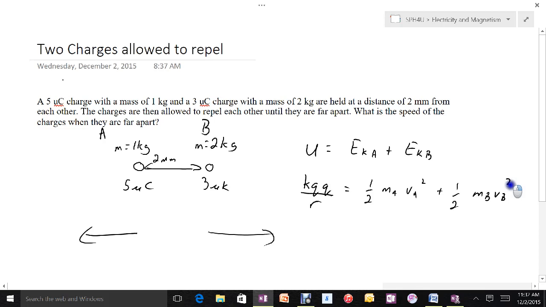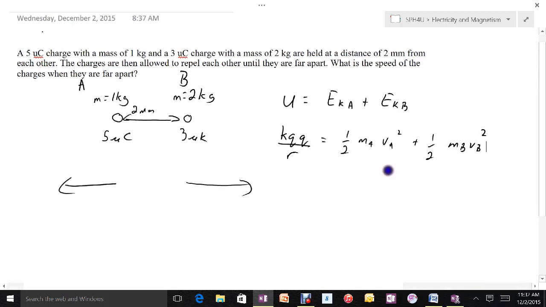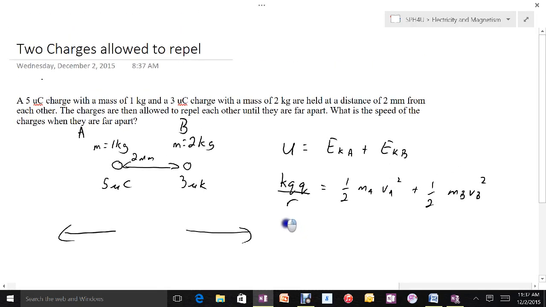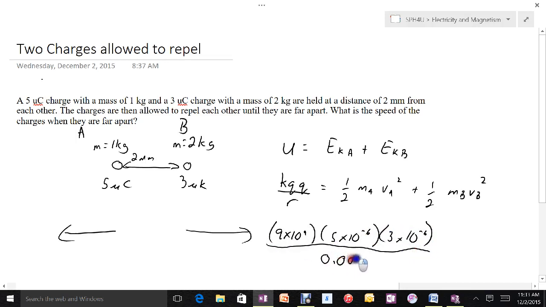And let's plug some numbers in here and simplify as much as possible, so that when we go and get that other equation we can get as much done as possible. 9 times 10 to the 9, that's the k value. Charge of 5 times 10 to the negative 6, and then another charge of 3 times 10 to the negative 6, all divided by the radial distance between them, 0.002. We could put units in here: newtons per coulomb squared, meter squared, coulombs, meters.